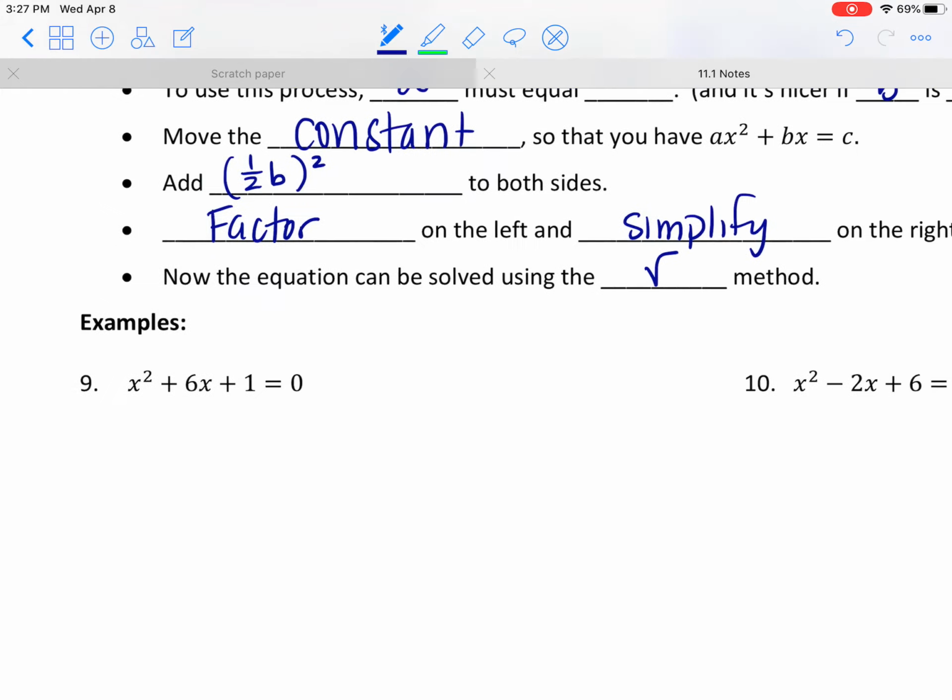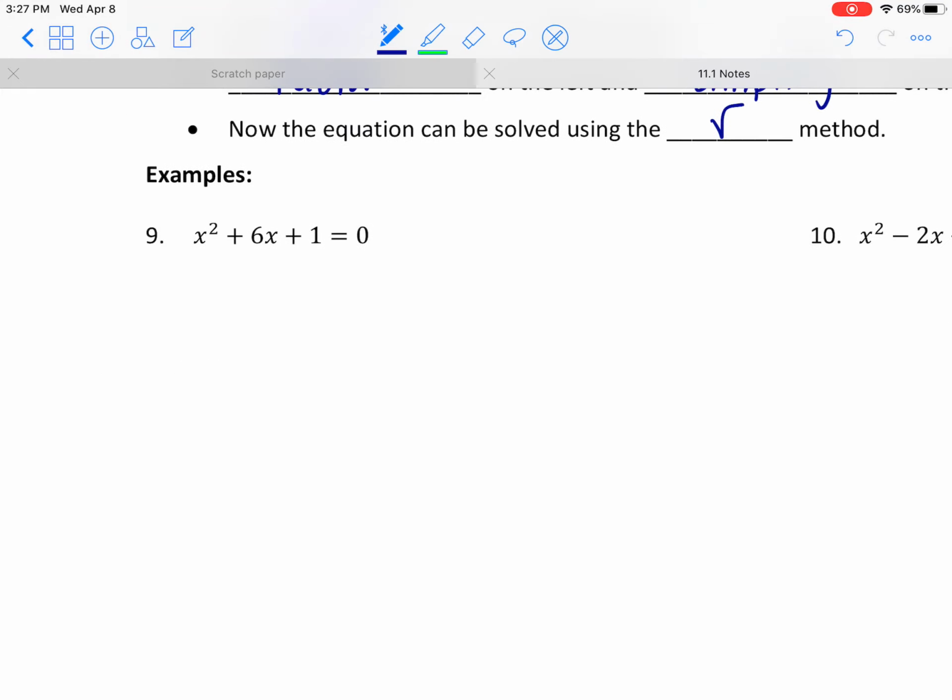So that is what we want to add. We want to add half of b squared to both sides. And that's going to allow us to factor what we have on the left, and it's going to allow us to simplify what we have on the right, and then we'll be able to solve using our square root method. Okay, so let me show you how this works.